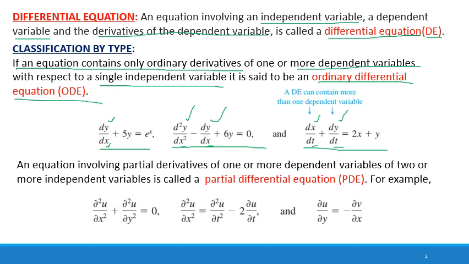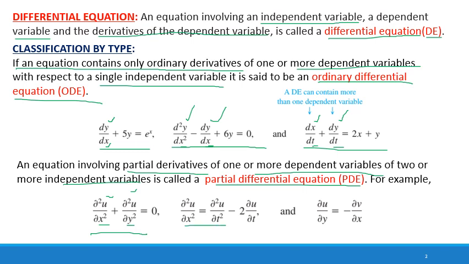On the other side, an equation involving partial derivatives of one or more dependent variables of two or more independent variables is called a partial differential equation. So here are a few examples of partial differential equation. In the first example, we have one dependent variable u, but there are two independent variables x and y. So in a partial differential equation, you should have at least two independent variables.